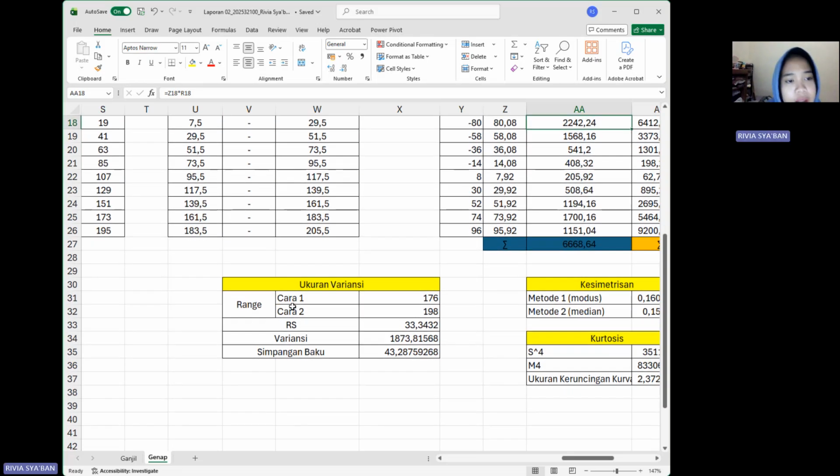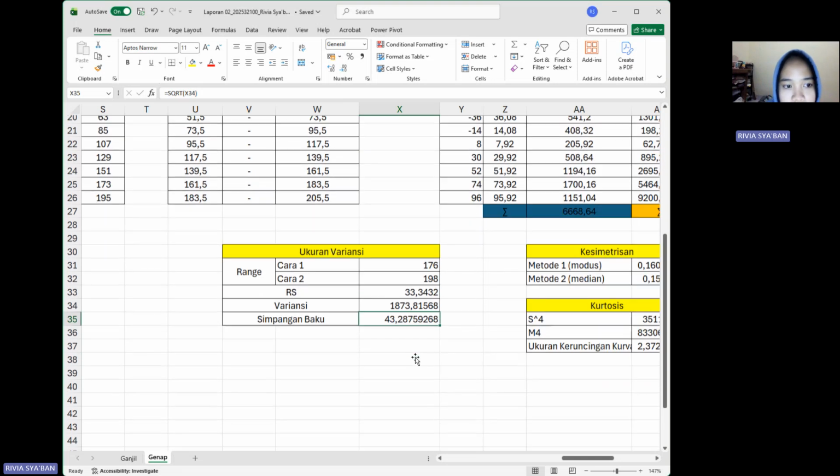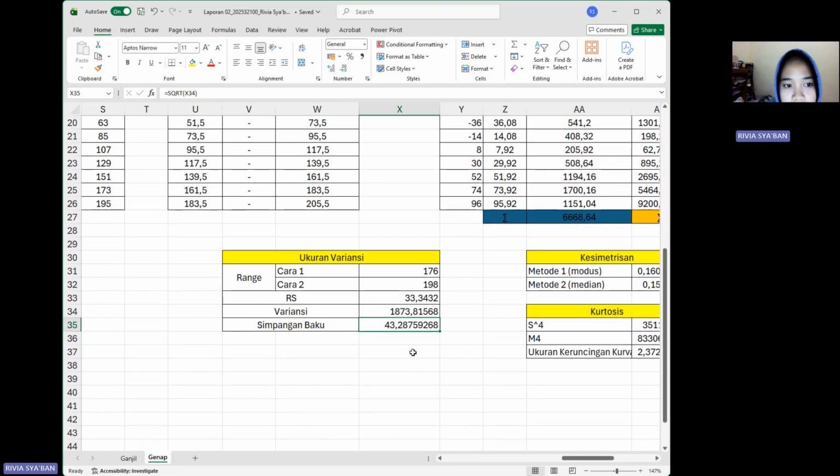Lastly, let's see how spread out our data is and what the curve looks like. For the first one, the standard deviation is 43.29, which tells us the average distance of data points from the mean. To find the curve's shape, we calculate the kurtosis.